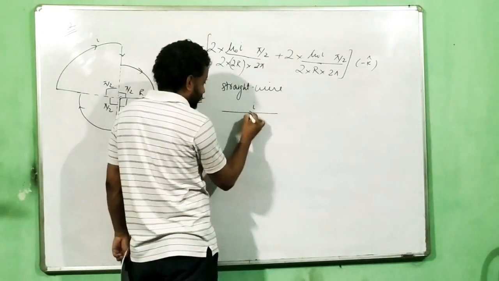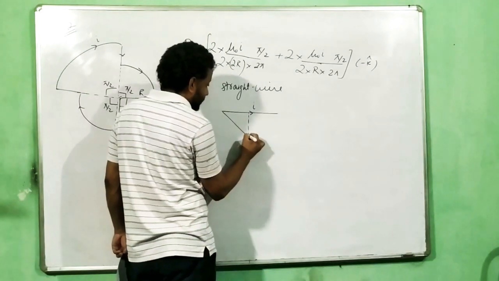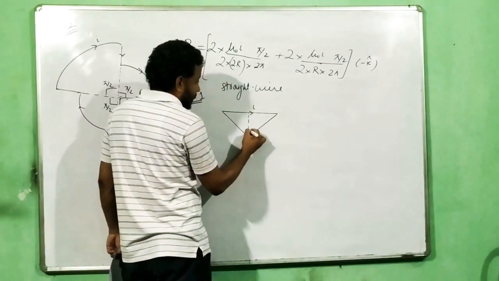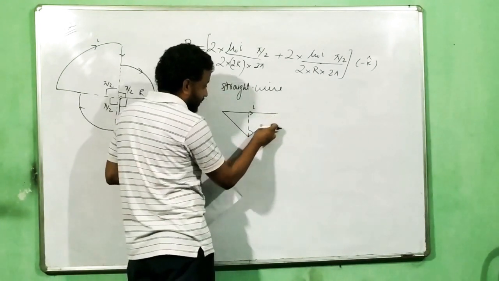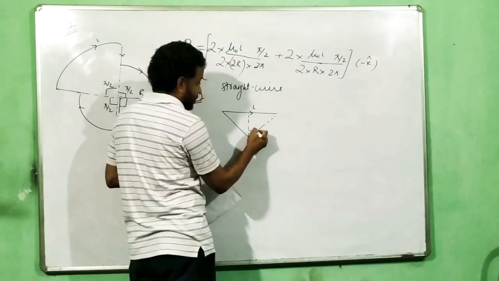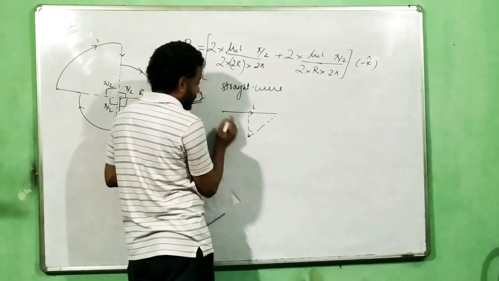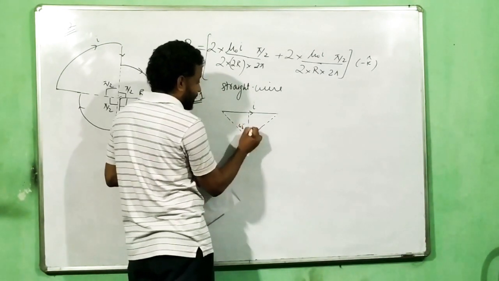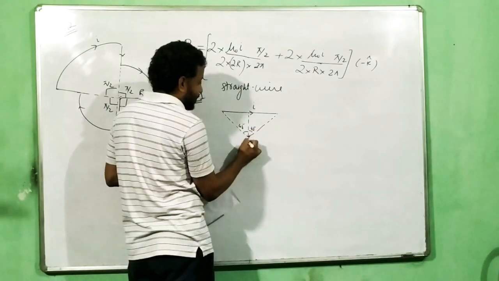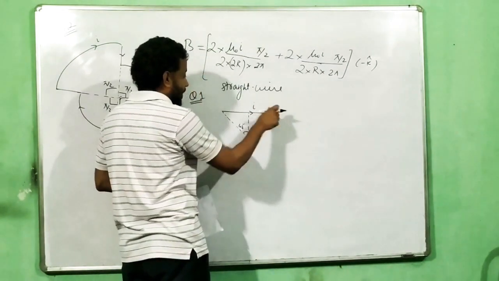Current is I. These two are not solid lines, this is a dotted line, just to tell you the direction. And this is 45 degree, and this is also 45 degree. I want to find what is the field at point O due to this wire I.